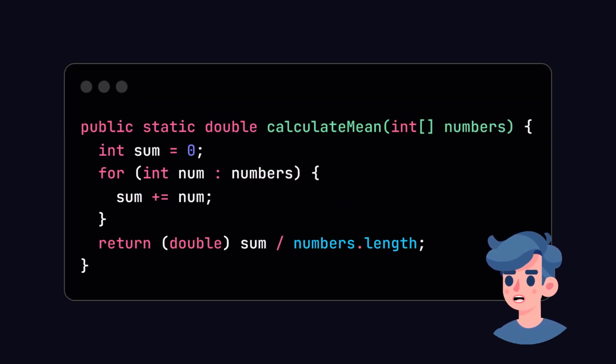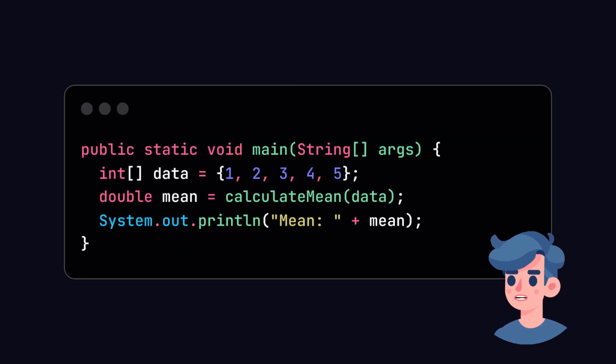Now that we have our class set up, let's create a method to calculate the mean. We will need an array of numbers as input. Let's write the code for that. Here, we defined a method named calculateMean that takes an array of integers. Inside the method, we initialize a sum variable to keep track of the total. Then, we loop through each number in the array to calculate the sum. Finally, we return the average by dividing the sum by the length of the array.